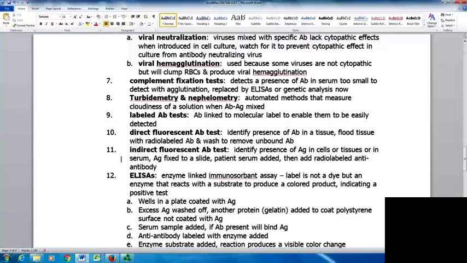With indirect fluorescent antibody tests, you identify the presence of antigen in cells or tissues or in serum. The antigen gets fixed to a slide, and then the patient's serum is added, and then a radiolabeled anti-antibody is added.